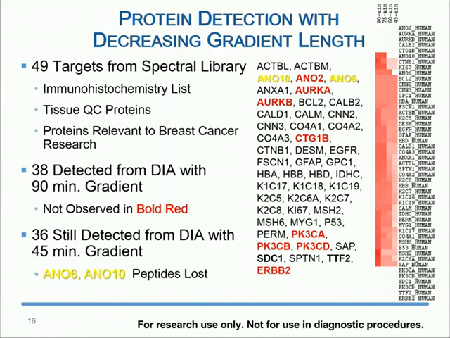And then on the far right-hand panel, you can see a heat map of the intensity, basically showing the peptide count for each one of these proteins. So you can see even the ones that we are able to detect at 90 minutes, we have a significantly higher number of peptides observed at 90 minutes than we do in the 75, 60, or 45-minute gradients. Again, that kind of reinforces the idea that we want to stick with that longer time.